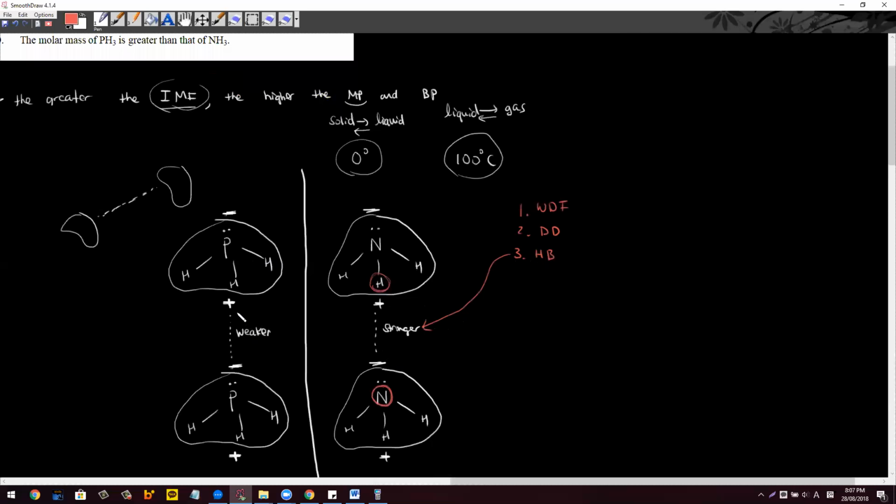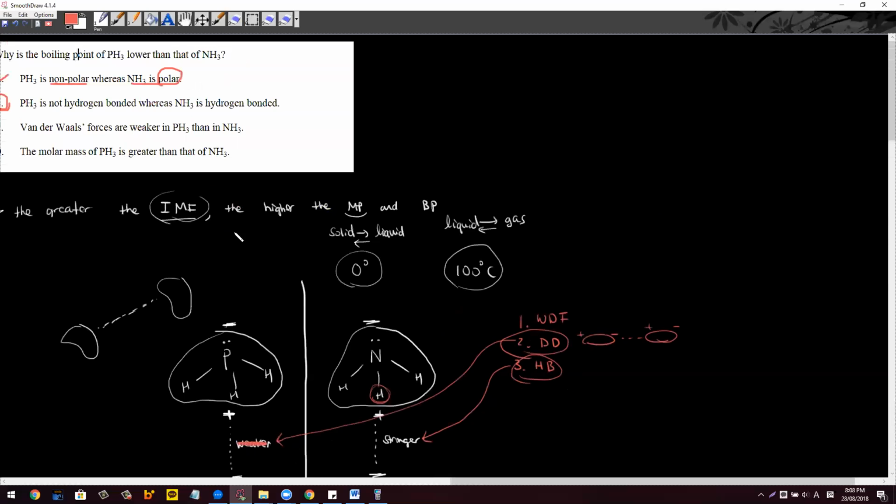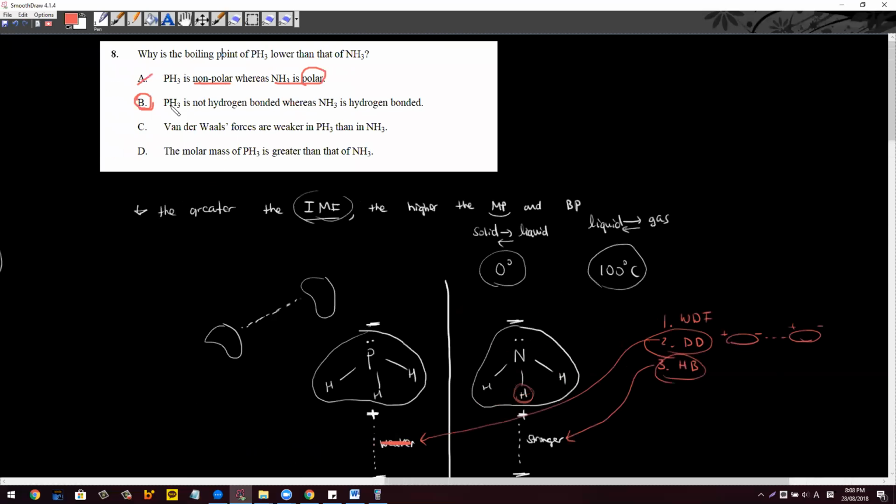Philip, what kind of interaction is happening here? Dipole. That's right, dipole-dipole. Dipole-dipole is between any like plus, minus. If you have plus and minus, then you have dipole-dipole, right? So this is not weak dispersion force, but this is dipole-dipole, and definitely this is stronger than this one. That is the reason why PH3 is not hydrogen bonded, whereas NH3 is hydrogen bonded.